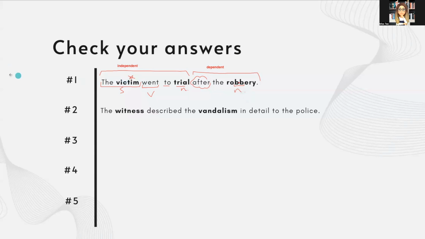For number 2, the witness described the vandalism in detail to the police. The witness is the subject. Described is the verb. The vandalism is the object. Now, we do provide more context by adding this preposition, in detail. This is an example of a collocation. These words will go together really often in English.